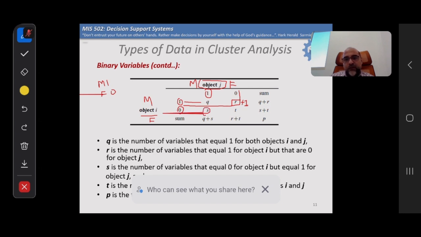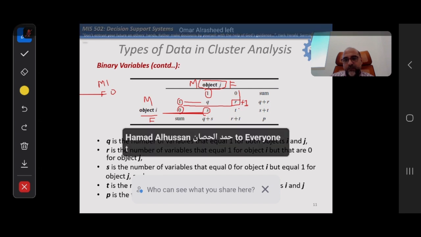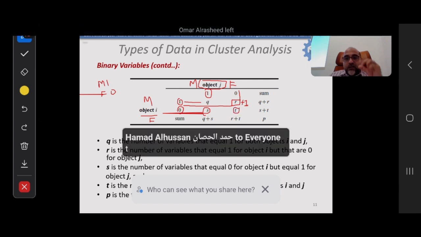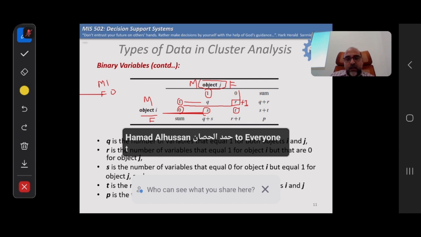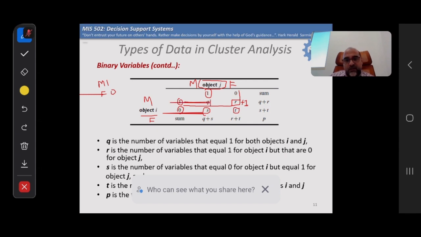But what about both were females? Female, female, which counter will go up? T, exactly. Then Q plus S is the sum of these two. R plus T is the sum of these two. You can see here Q plus R, S plus T, these are the sums. But what about P? P is the sum of all counters.